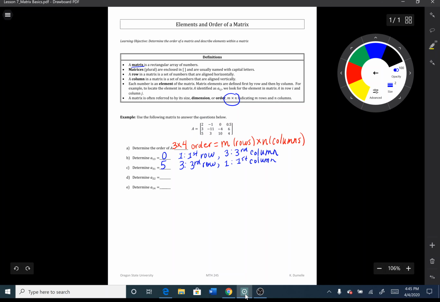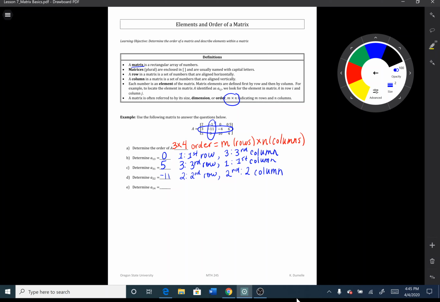Okay. Next we want to do A sub 2, 2. So the first 2 represents the second row, and then the second 2 represents the second column. So I have my second row, second column. I see that that entry is negative 11. That is where those two things intersect each other.